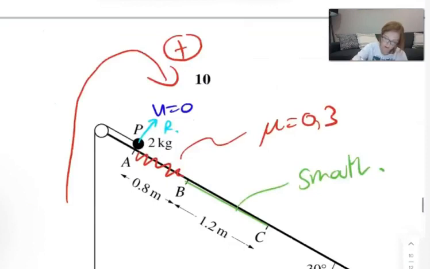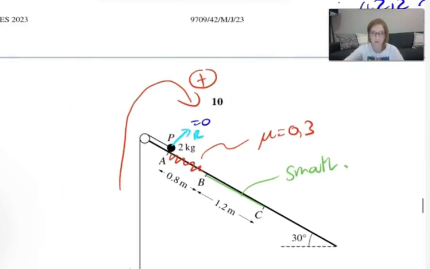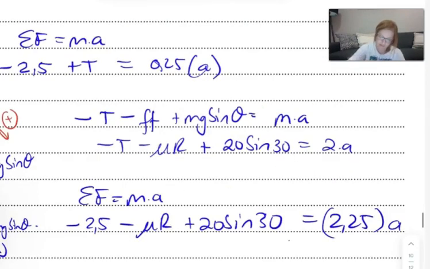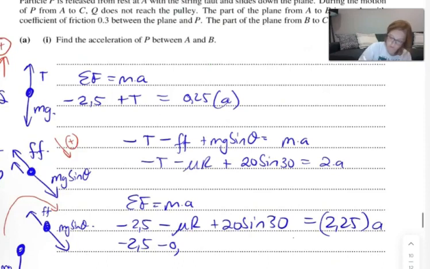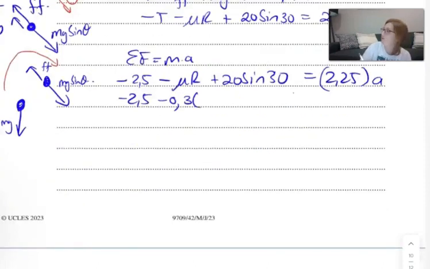Okay, so R, let me just draw it up here. So R is the only force acting in the y direction. If I look at particle P, the only force acting in the y direction is the weight component, and acting against it is R. Okay, so my coefficient of friction is 0.3. My R value is going to be 20 cos 30.